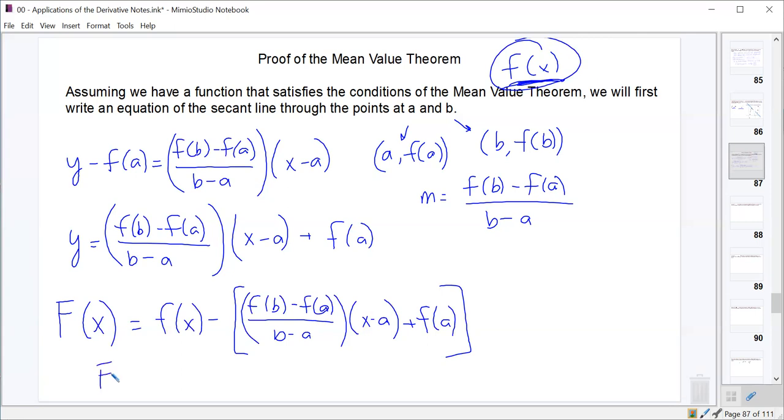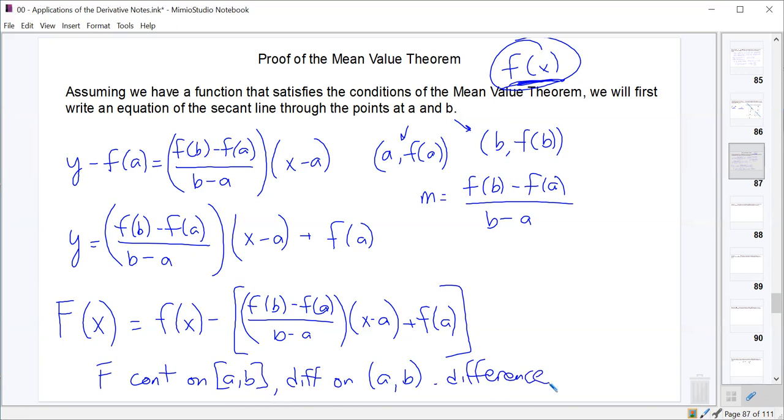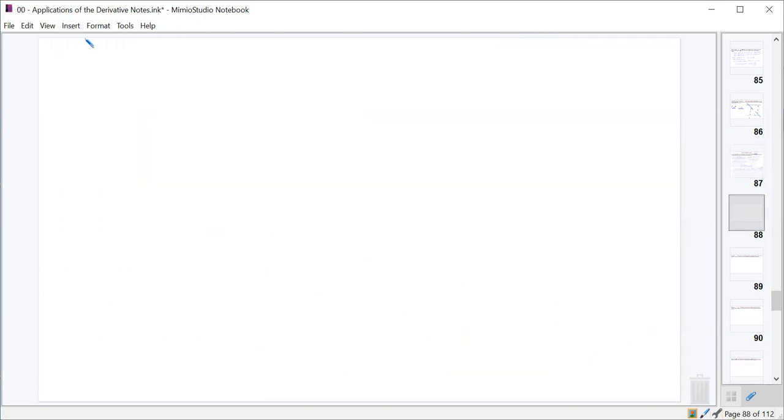So we know that capital F is continuous on a to b, as well as differentiable on the open interval a to b, because it is a difference of continuous, differentiable functions. A line and function we said was continuous and differentiable on a to b. So the only thing that's left is to show that capital F of a is equal to capital F of b. So we're going to need a new page for this. So we're going to rewrite our function.